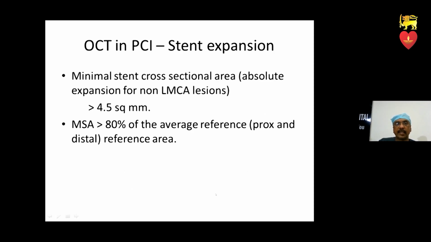So, having chosen the stent and having stented, one would like to have a good minimal stent cross-sectional area. For non-LMCA lesions, if you have more than 4.5 square millimeters, then that's all right. But more importantly, one would like to have a minimal stent area of more than 80% of the average of the proximal reference area and the distal reference area. So you take the reference area distal to the vessel and proximal, take the average, and see how many square millimeters you get. One should have an MSA which is more than 80% of the average reference luminal area.